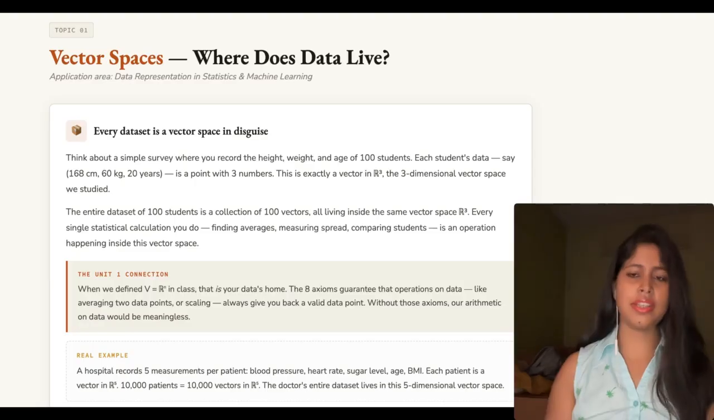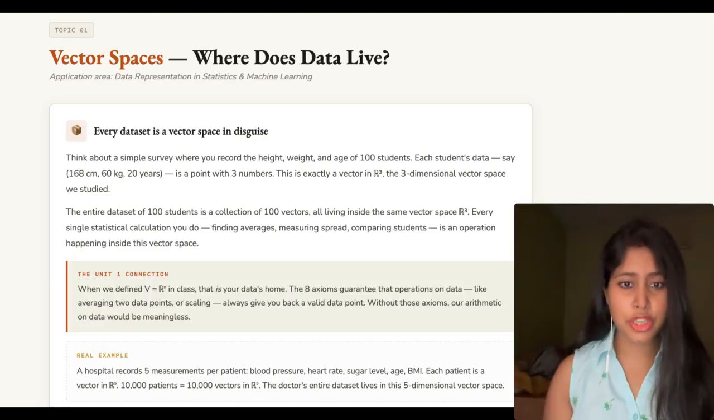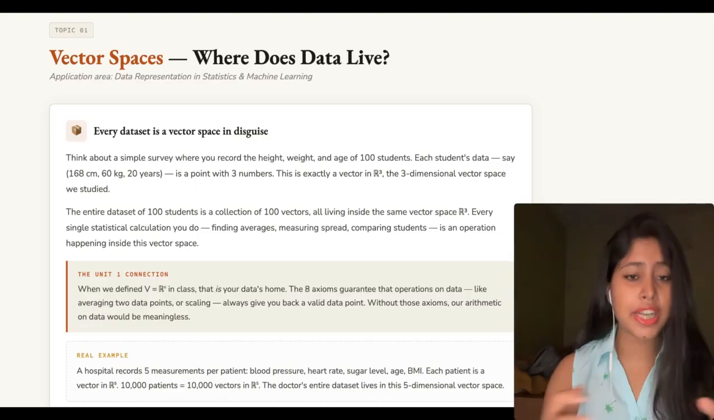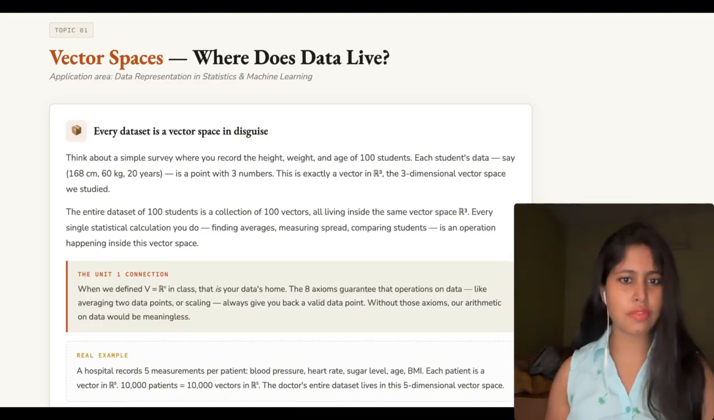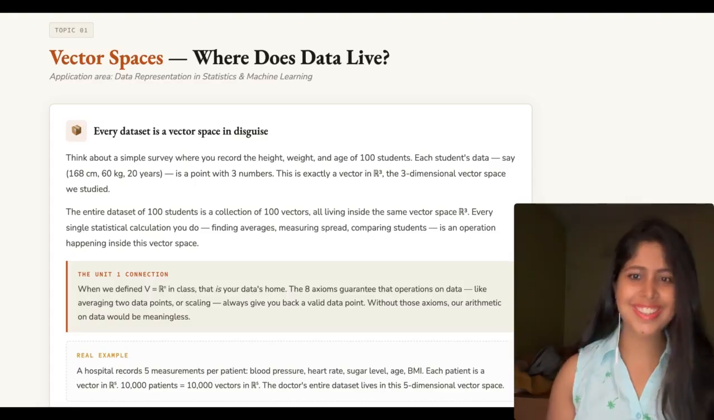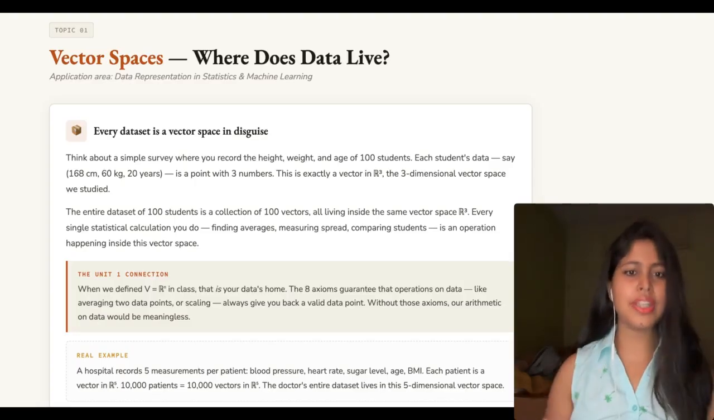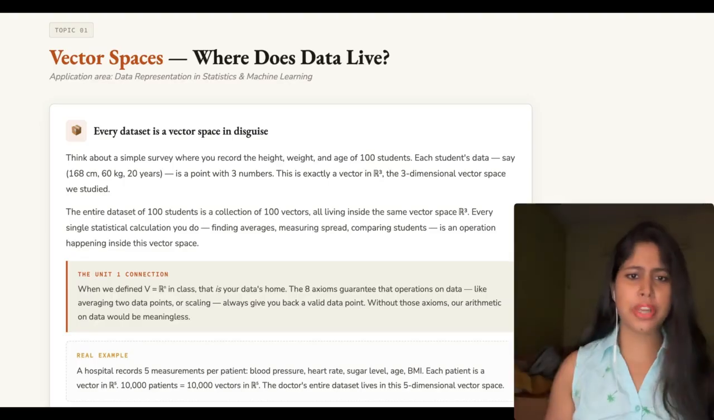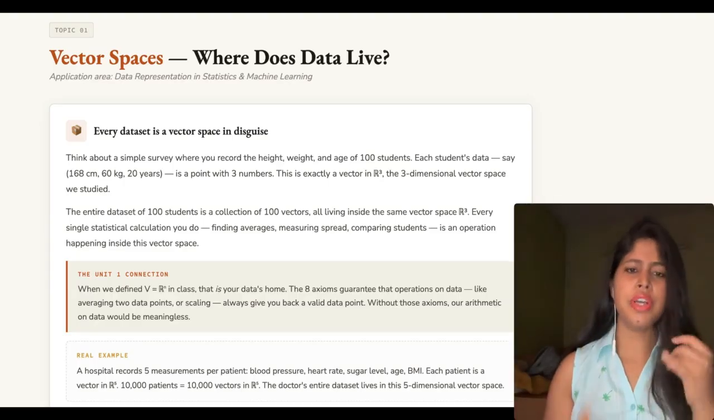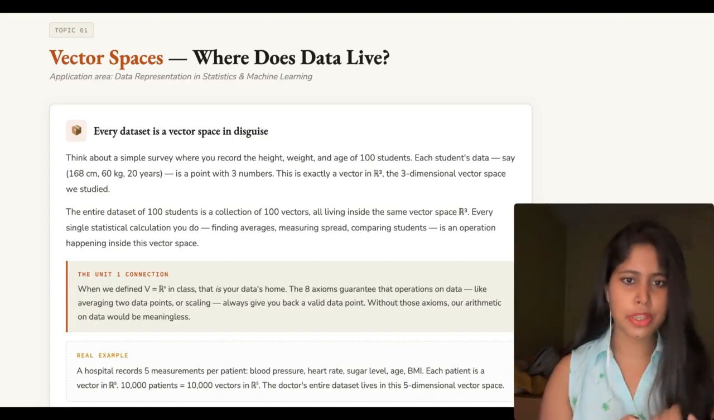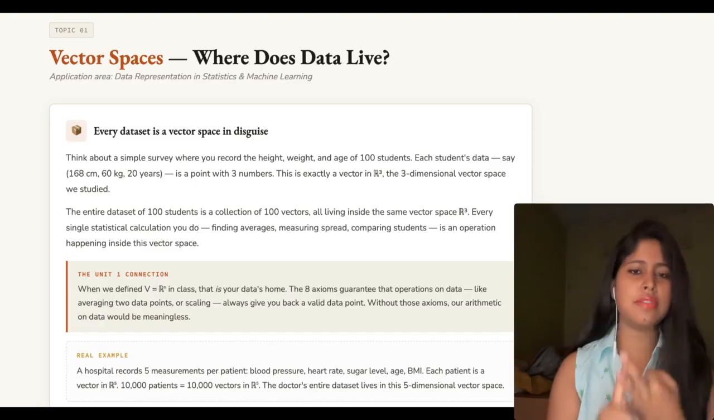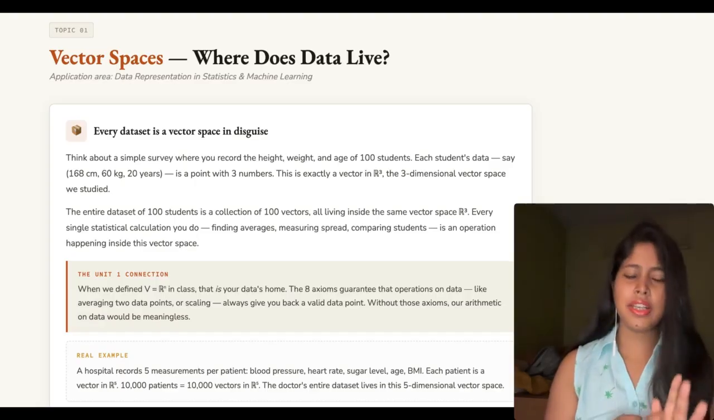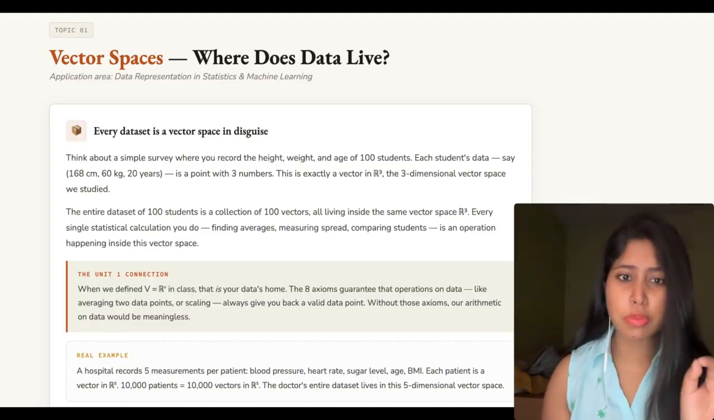Every single data set in statistics, every spreadsheet, every survey, every observation, is secretly a collection of vectors living inside a vector space. Now, you don't understand this? Let me explain with a real example. Imagine you're a doctor, okay, and you're recording data on your patients. For each patient, you're recording five things, okay? First let it be their blood pressure, then heart rate, sugar level, age, BMI. These are the five things you're recording for each patient, okay?